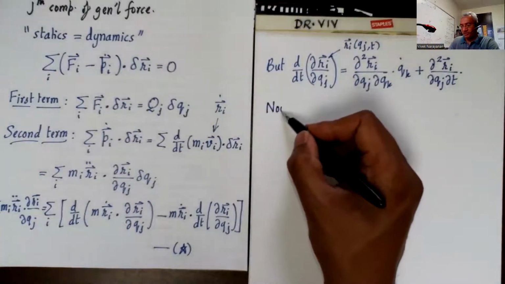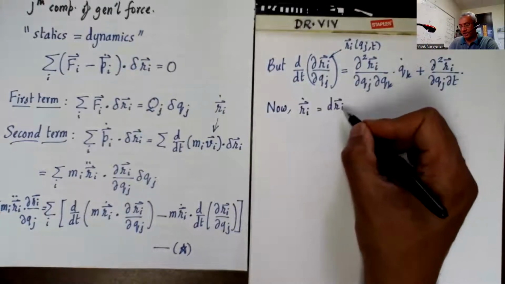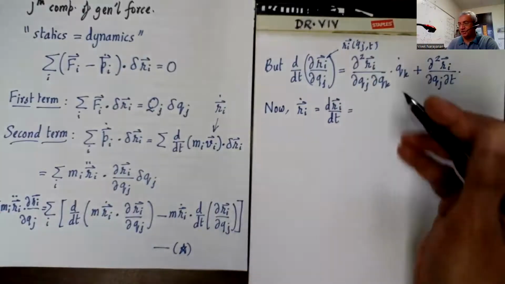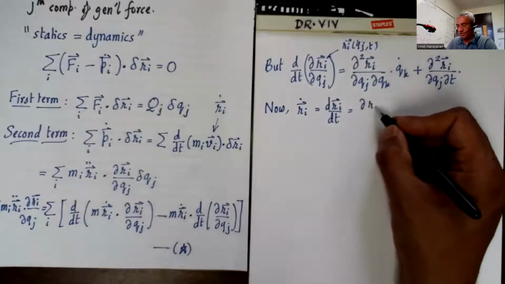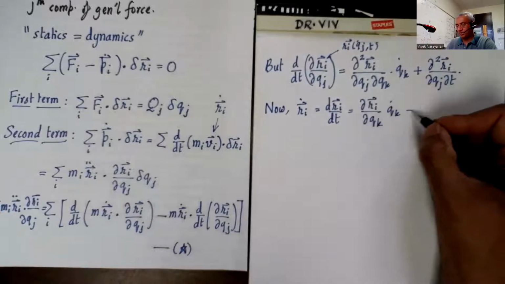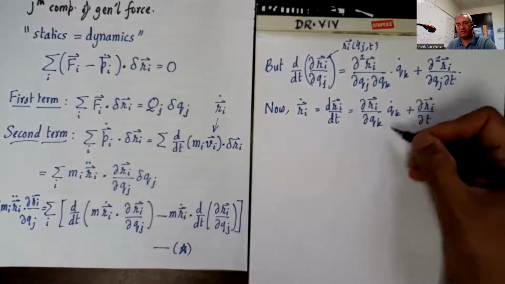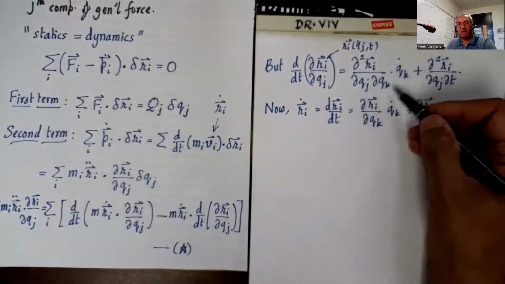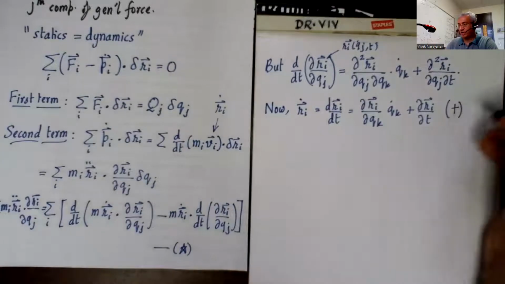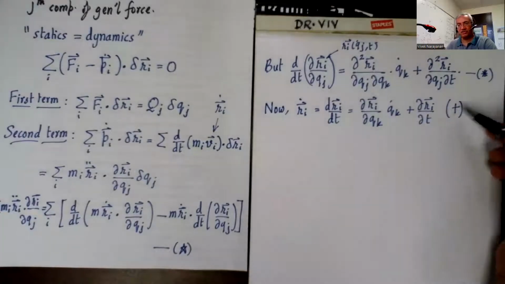Now separately, let's write down what Ri dot is. Ri dot, which is shorthand for dRi by dt, because Ri depends on Qj and t, is going to be del Ri over del Qk, Qk dot, plus del Ri over del t. The Einstein summation convention is used here for k and here too. I'm going to call this equation star, and this equation asterisk, and this equation cross.